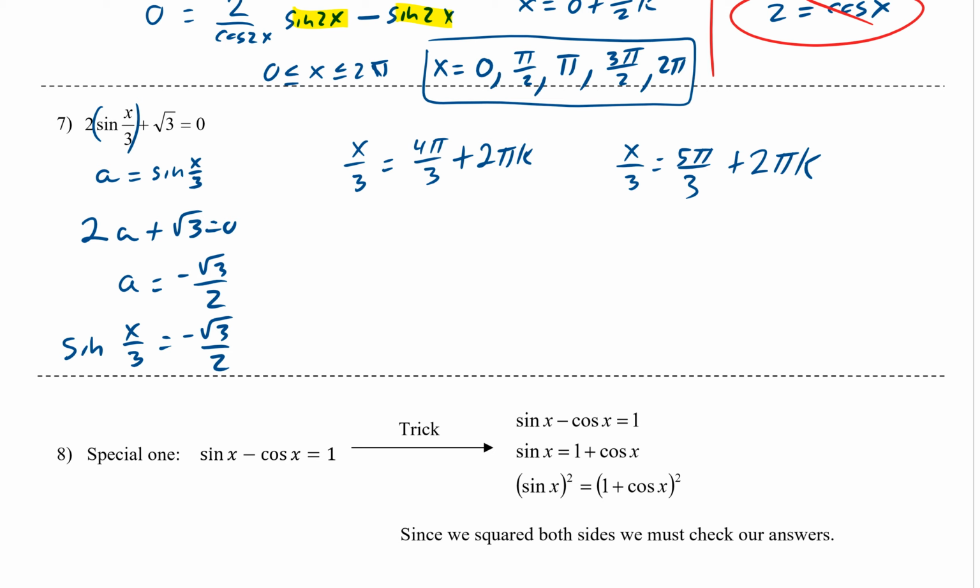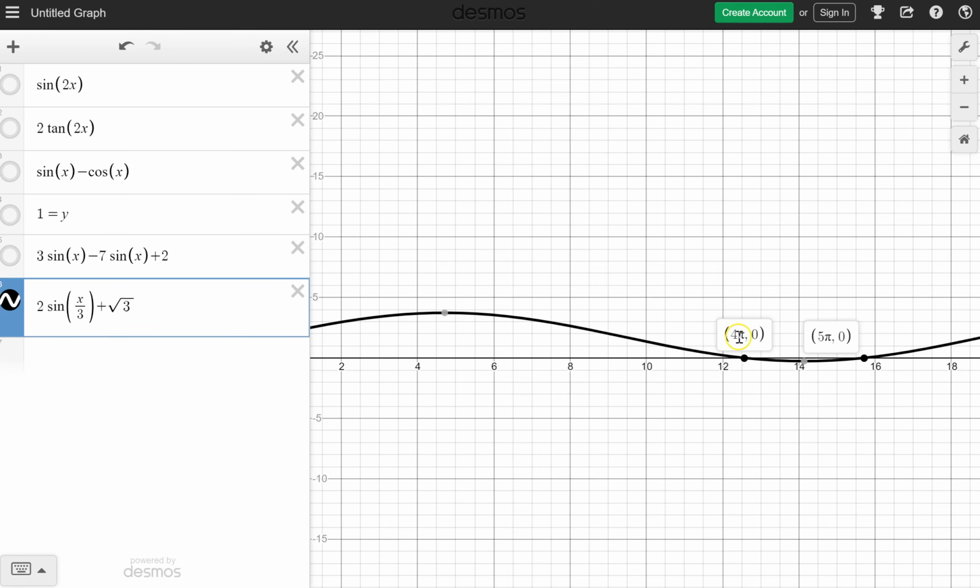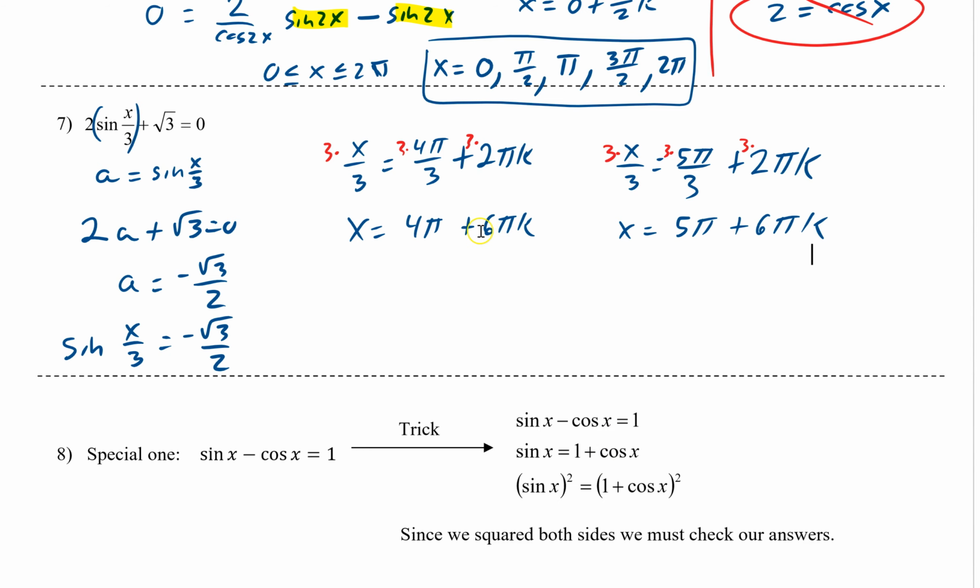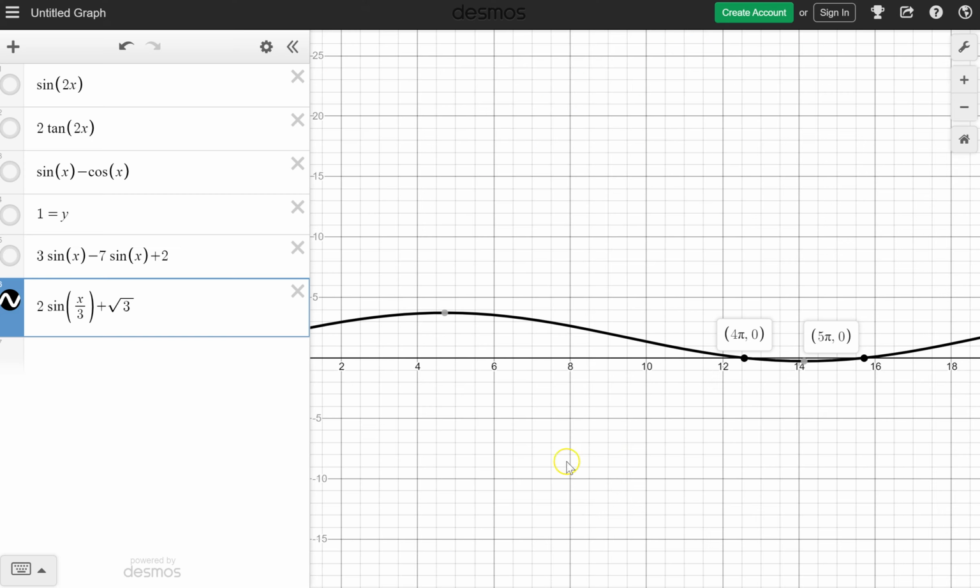And so now to get rid of the 3, we're going to multiply everything by 3. So remember, this is tripling. It's going to happen 3 times as slow, so the period is 3 times as large. And checking in Desmos, you can see it's 4 pi and 5 pi, and this is being shifted by 6 pi k.